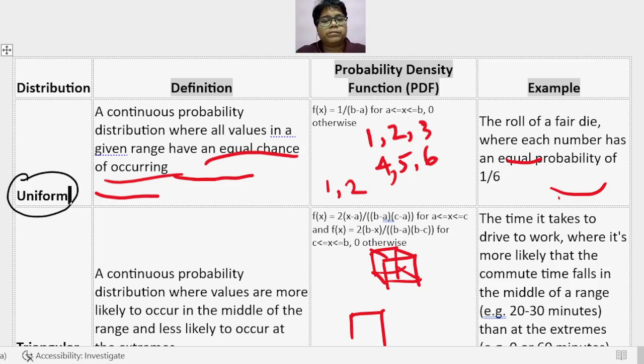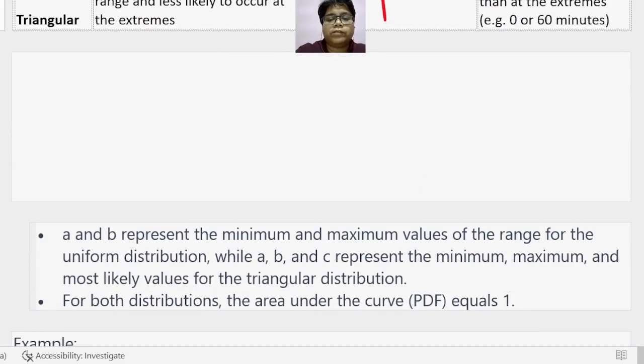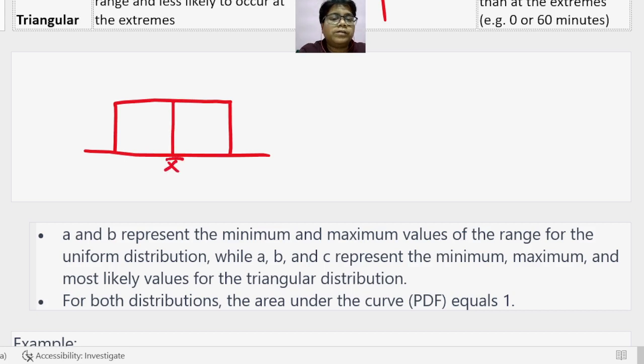That's the example, and the PDF of this will be f of x equals 1 upon b minus a, where b is the maximum value and a is the minimum value, that range. If you draw this uniform distribution, it will be in this format, and in between is the mean value. If it is symmetric, the mean is in the middle; if it is asymmetric, the mean can be anywhere.